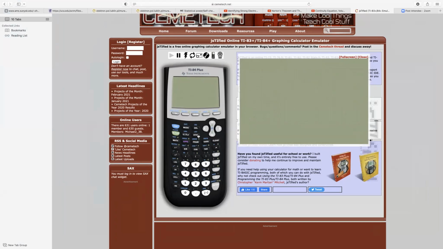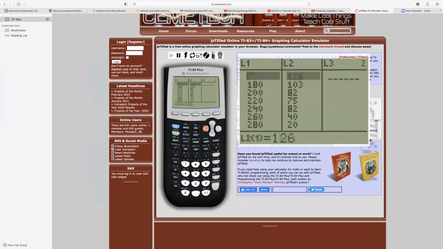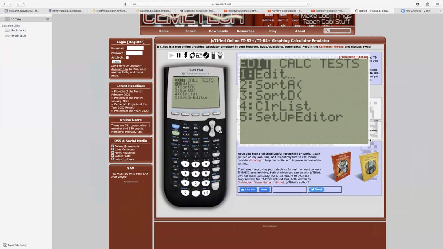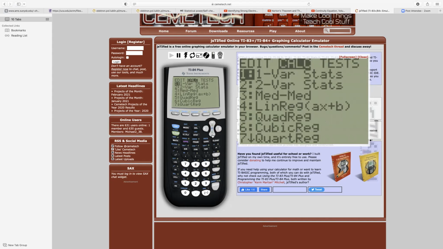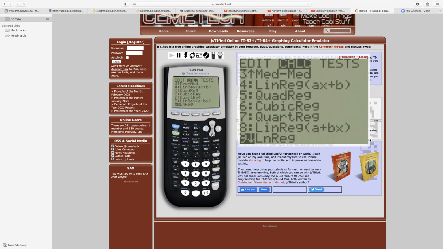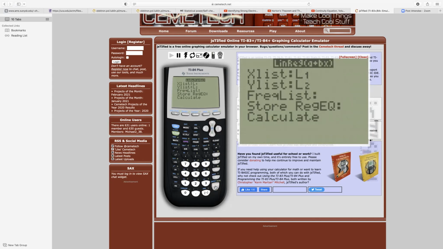So you need to input the data, right? So you put stats, put edit. Here you need to put the sales price P, so you put 160, 180, 200, 220, all those values. And on the L2, you put 126, 103, basically the dependent variable, or the output. Once you do that, you go to stats again. You go where it says calculation, and you press number 8, or if you want to scroll down this way, that's easier. Go to number 8, where it says linear regression, and then you press this one. Enter, enter. Once you see X list, L1, Y list, L2, you're fine. So just press enter, enter, enter, enter, and calculate, right?